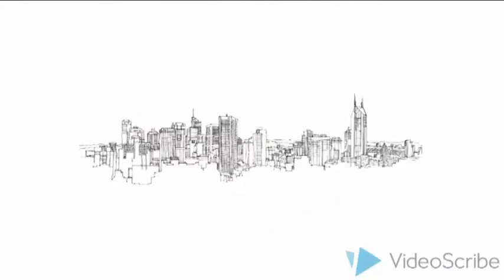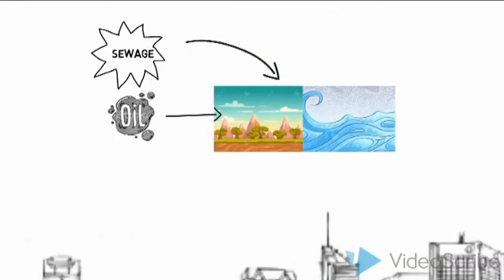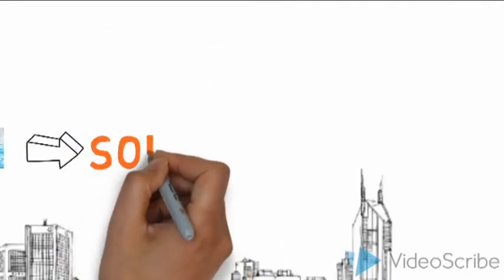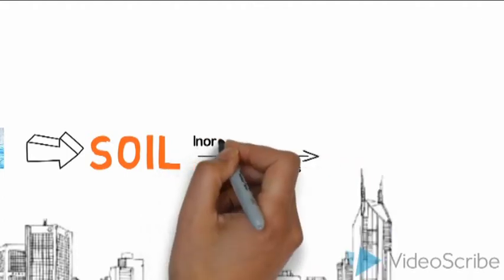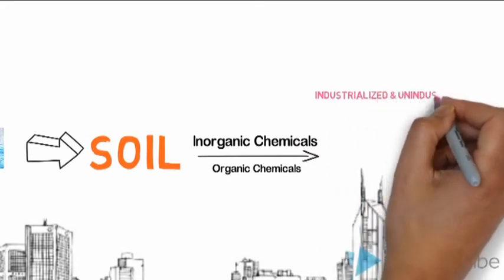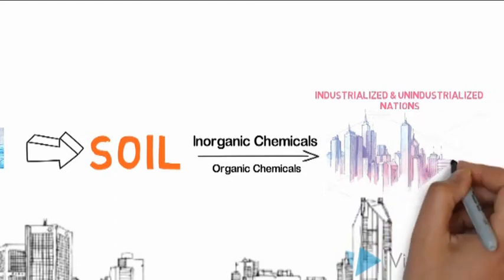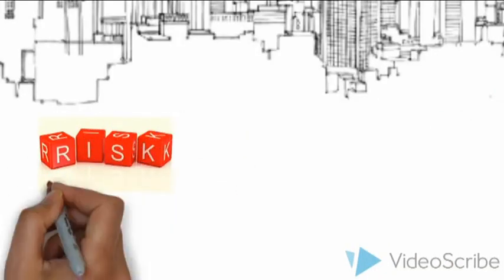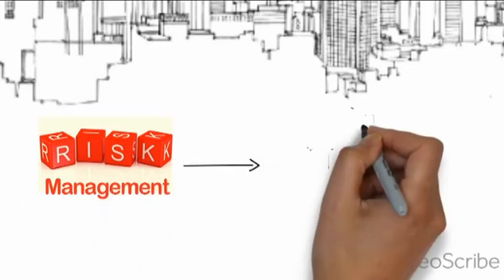Some human activities, such as the discharge of sewage, spills of hydrocarbons, and waste in general, have deteriorated the aquatic and terrestrial ecosystems. Soil pollution on Earth occurs from anthropogenic organic and inorganic chemicals. It is a serious human and environmental health problem for many industrialized and unindustrialized nations. Contaminated site assessment and monitoring requires efficient risk management tools, including innovative environmental toxicity tests.